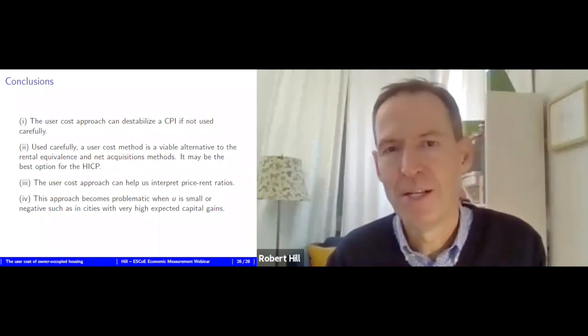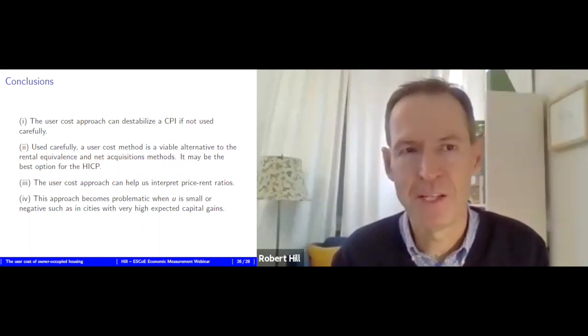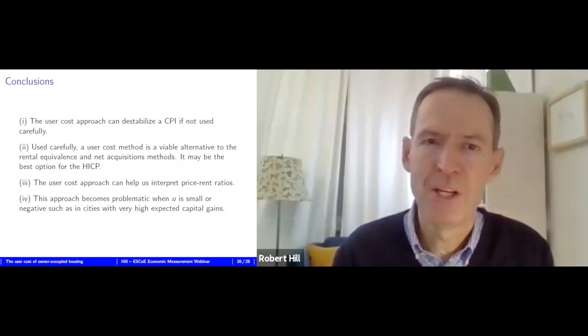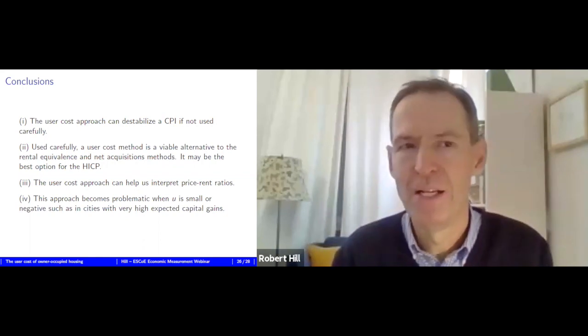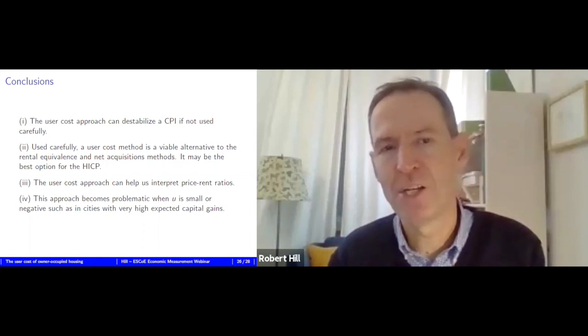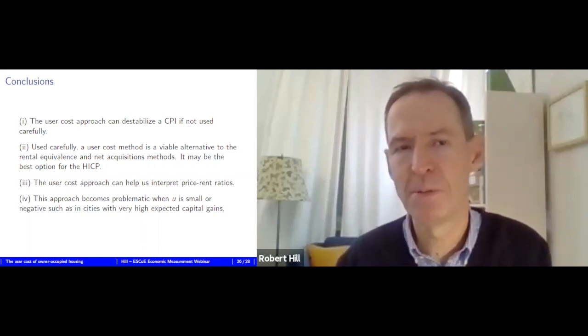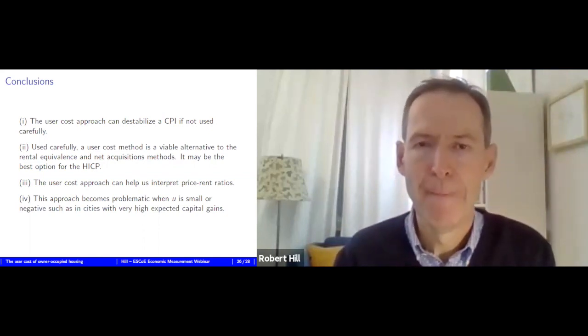So with regard to the measurement of inflation, you have to be careful if you want to use the user cost approach. If you're not careful, it can destabilize the CPI. So it has to be used carefully. But we argue that there are ways of doing it where you would not destabilize the CPI, and in our opinion, particularly in the context of the HICP, where rental equivalence doesn't seem to be an option, we think this kind of simplified user cost method may be preferable to an acquisitions method.